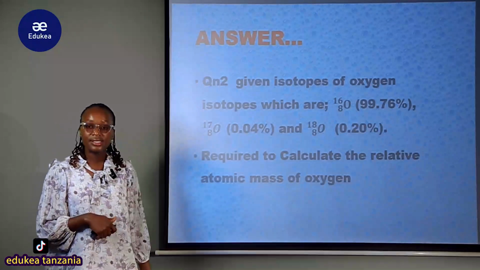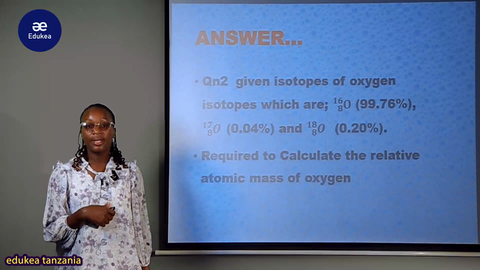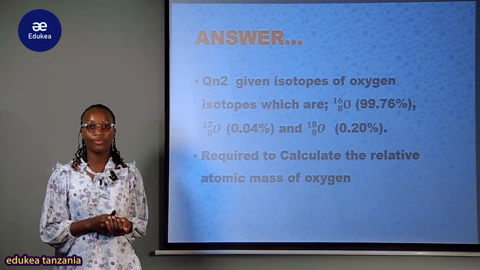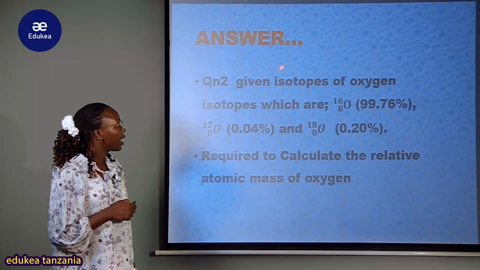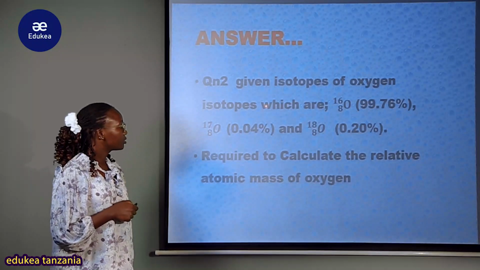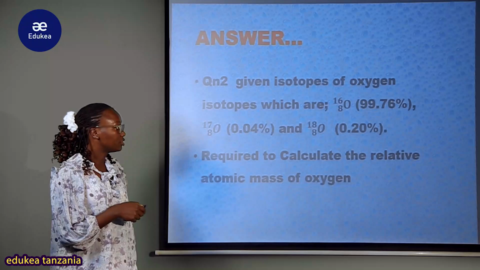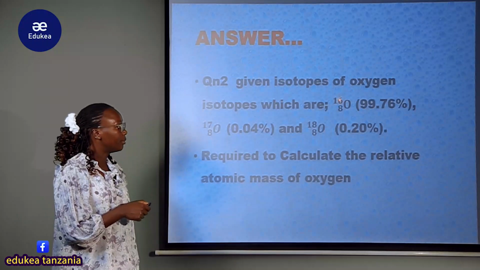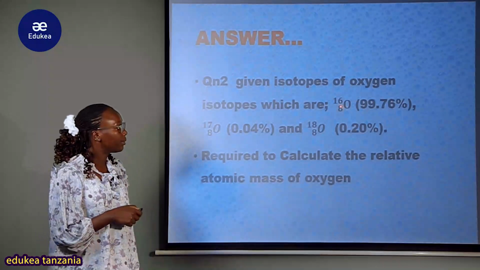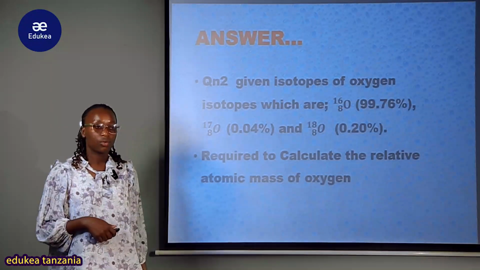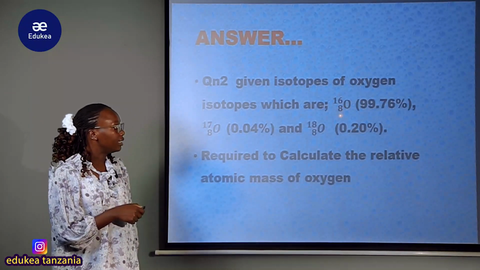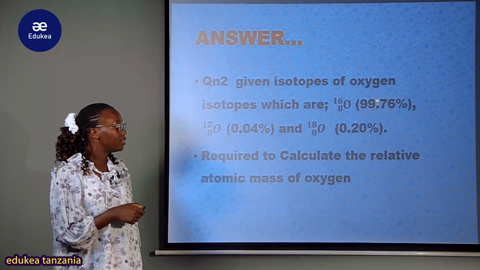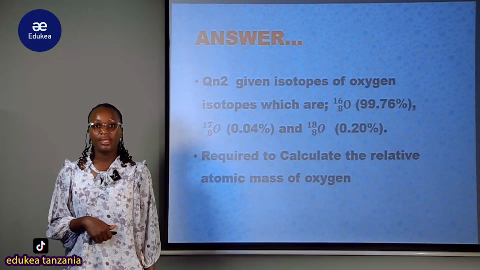Okay, let us see now the question number 2. Question number 2 of our questions. The question number 2, tuliambiwa to calculate the relative atomic mass of oxygen, whereby given the isotopes of oxygen, isotopes which are, tulipewa isotope ya kwanza which is oxygen ambayo ina mass ya ngapi? Ina atomic mass ya 16, lakini atomic number ni 8. Kwa hiyo subscript tuna 8 hapa, lakini superscript tuna 16, lakini tumepewa its abundance ambayo ni 99.76%. That is first isotope.